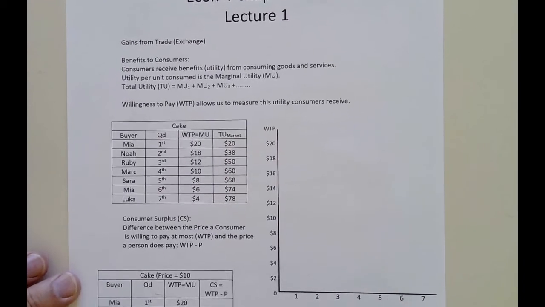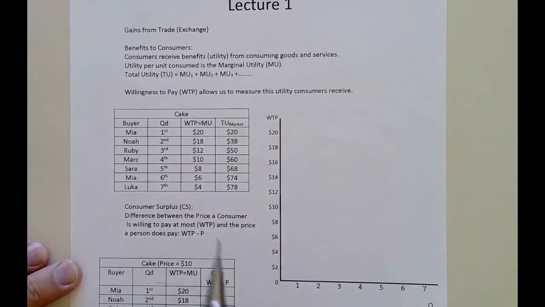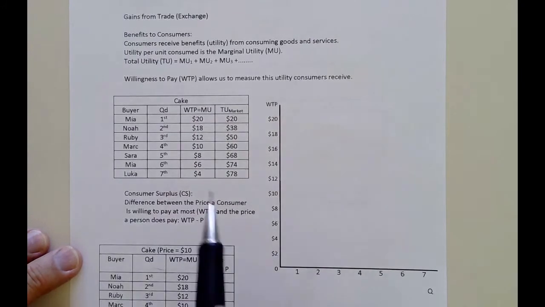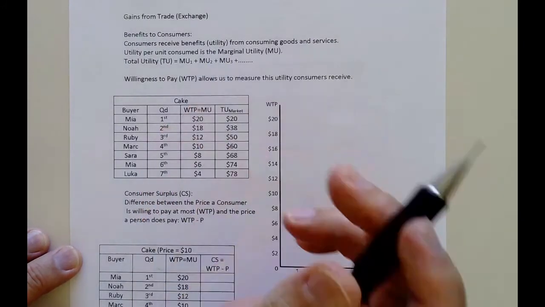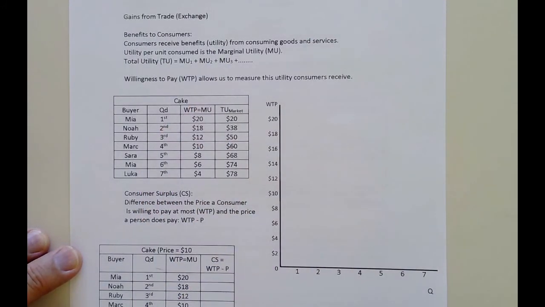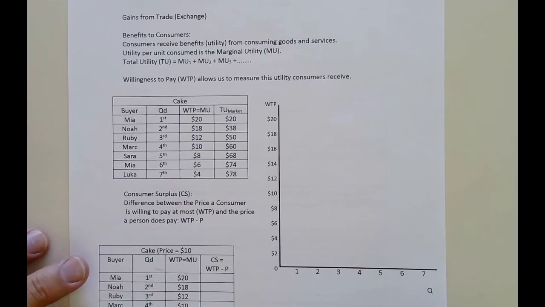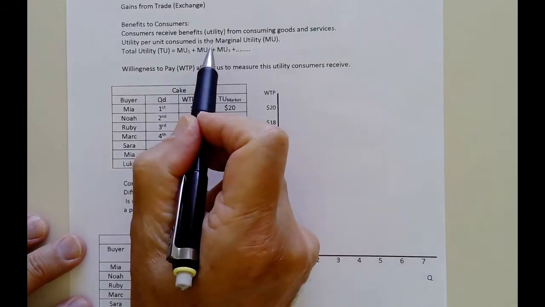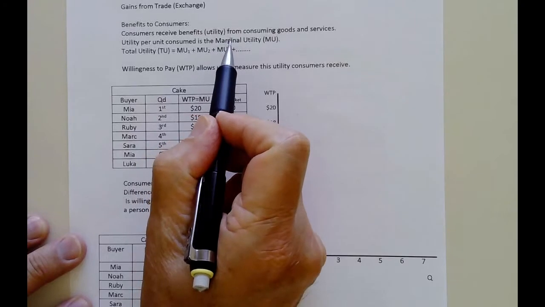And so a few terms to know. First of all, we're going to be talking about benefits to consumers. That is the satisfaction we get from consuming food, buying clothes, going on vacations. We receive benefits from the things that we buy. And economists call these benefits utility. In chapter 6, we'll talk about utility in a lot more detail. Right now, we'll just introduce the concept. And utility is the benefit we get from consuming goods and services.